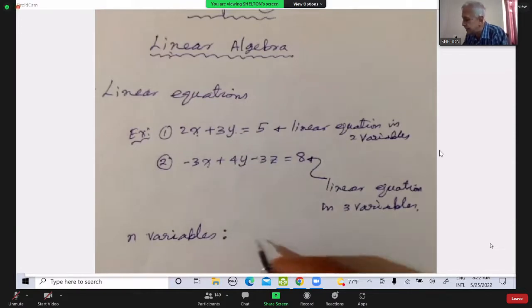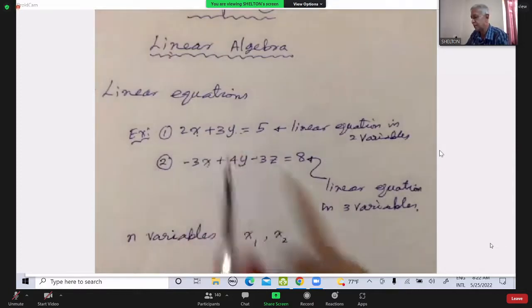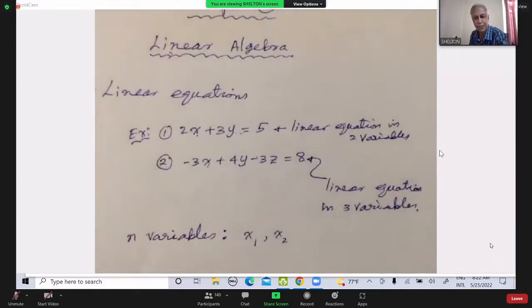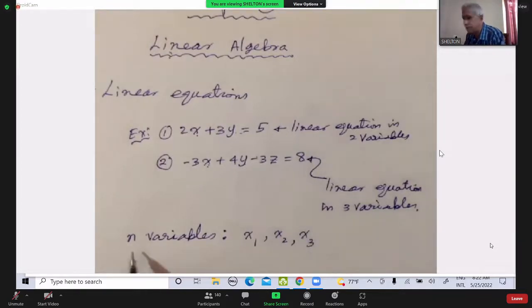N variables can be denoted by x1. Second variable, x2. It's like x, y. If there are only two, we could use x, y or x1, x2 as the variables. What is the third one? x3. We don't know what n is. If it is 25, we have to write 25 terms: x1, x2, x3, up to x25.